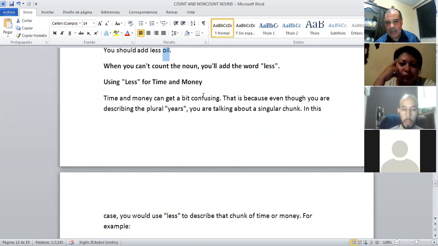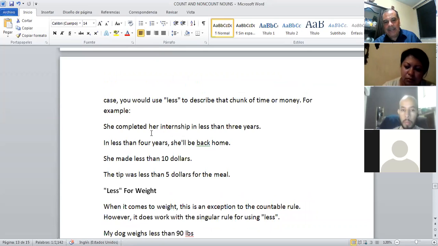Using less for time and money. You have to be careful here. Time and money can get a bit confusing, because even though you are describing the plural years, you are talking about a singular chunk. Now I'm going to say this in Spanish because we don't have too much time. No tenemos mucho tiempo y quiero ser claro. Cuando yo me refiero a la porción del tiempo, no a los años, cada año, entonces voy a usar less. Cuando me refiero a la porción, no a la cantidad de años, sino a la cantidad de tiempo. For example, she completed her internship in less than a year, in less than 3 years.